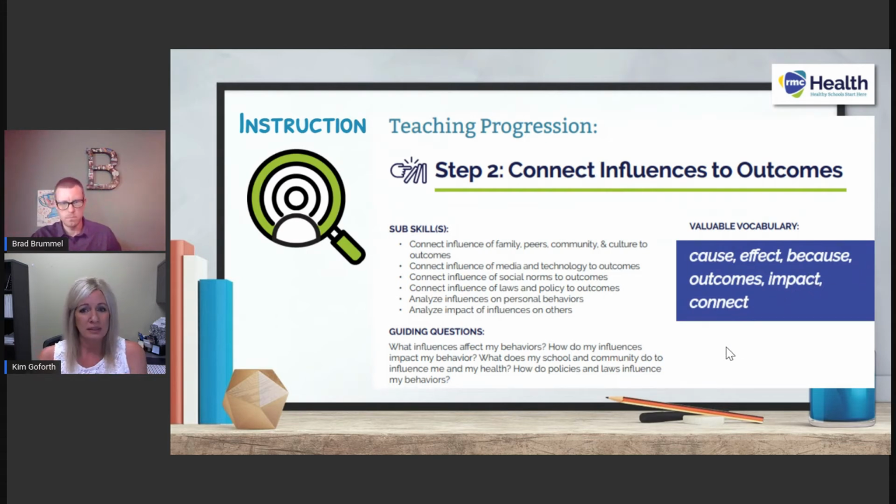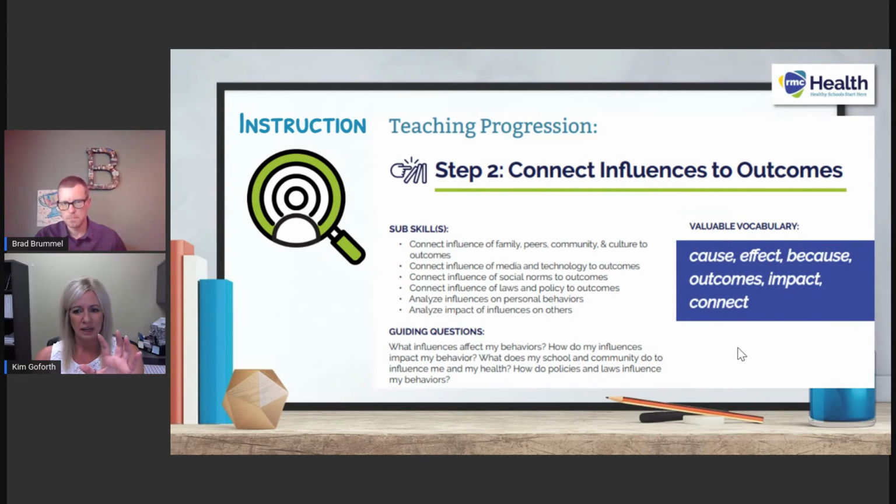And the job in step 2 in my planning is to connect those influences to outcomes. And so when I look at this instructional planning, I have to find a way to take our step 1 content and connect it to some outcomes. And so I might do that from whatever, Brad mentioned mapping. I think that'd be a good one for 9-12 as well.